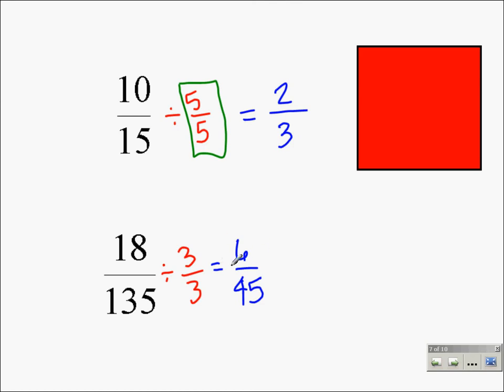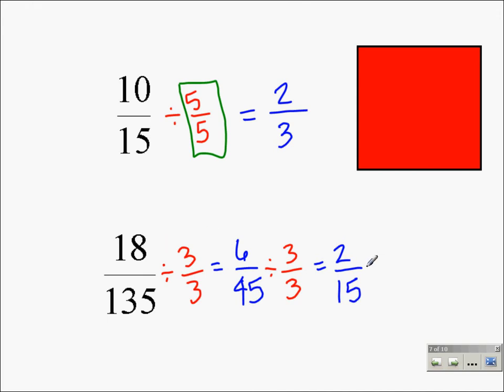Again, we know that 3 can go into 6, 4 plus 5 is 9, and 3 can go into that. So let's try it again. Let's divide by 3 one more time. We come to find out that 6 divided by 3 is 2, and 45 divided by 3 is 15. So now it's fully reduced from 18/135 to 2/15.